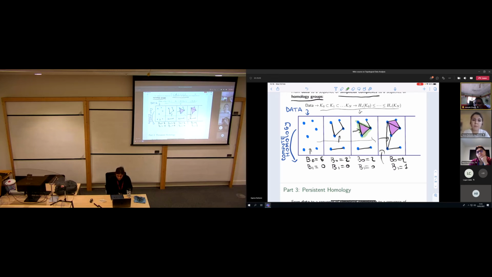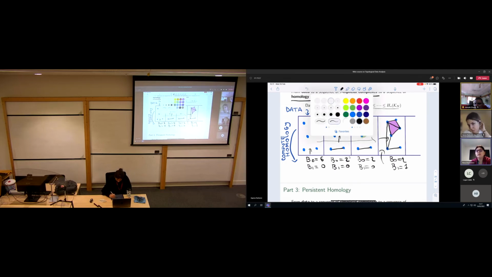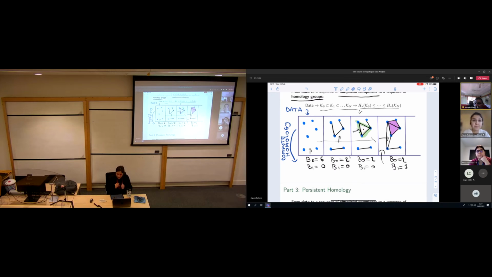Does it answer your question? Is it in a way because the triangle is filled? Yes, exactly. Yes, of course. Thank you. I should have said that. I thought it was evident from the figure, but yes, exactly, because it's filled in. There's the triangle, so it is the boundary of the triangle. If I didn't have this triangle, then I would have had B1 equal to 1, and B1 equal to 2 here. Okay.